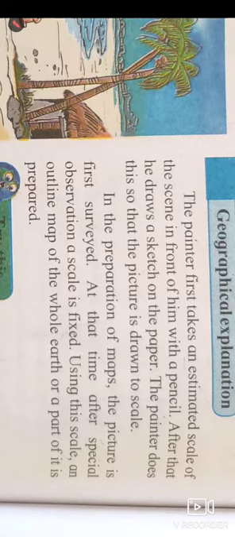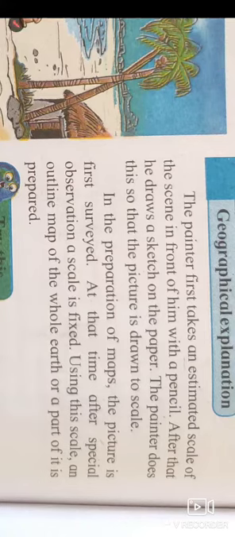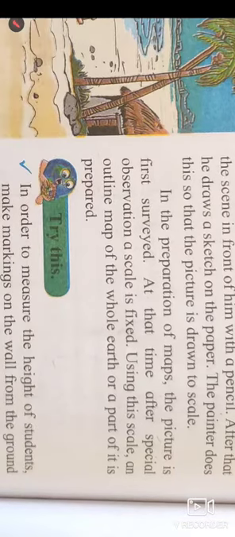Okay, in the preparation of maps, the picture is first surveyed. So this is the first activity, that the picture is first surveyed. This is the first point. When we draw a map on the paper, we have to take a survey of the actual scene. Okay, the actual place. At that time, after spatial observation, a scale is fixed. Using this scale, an outline map of the whole earth or a part of it is prepared.